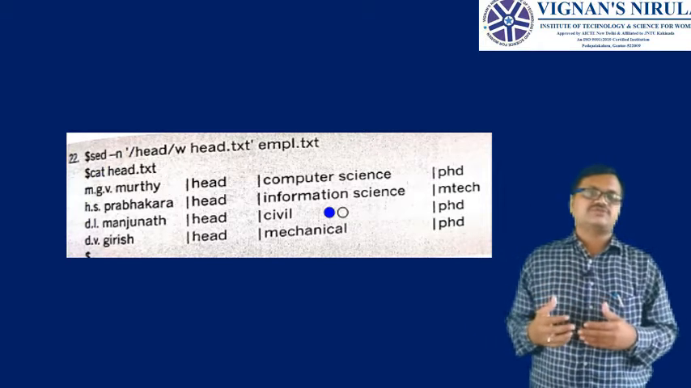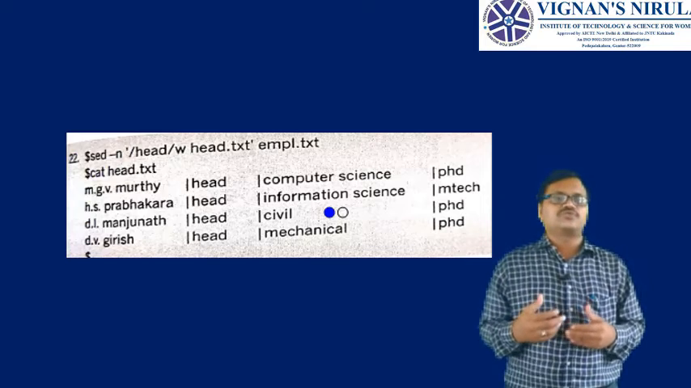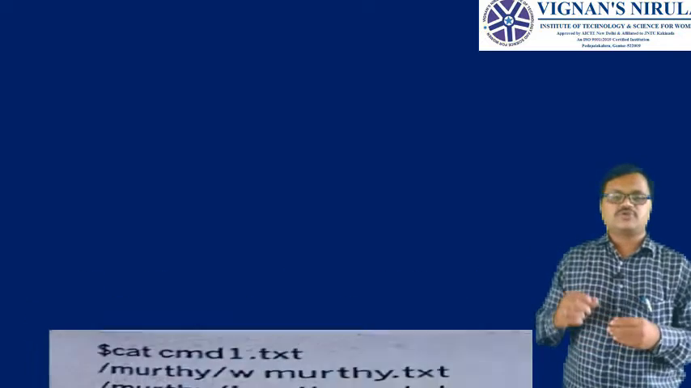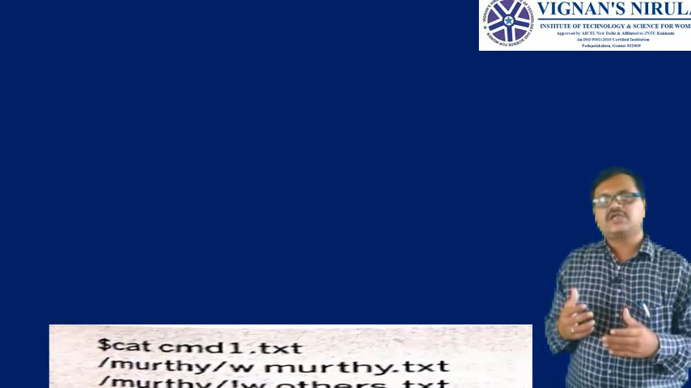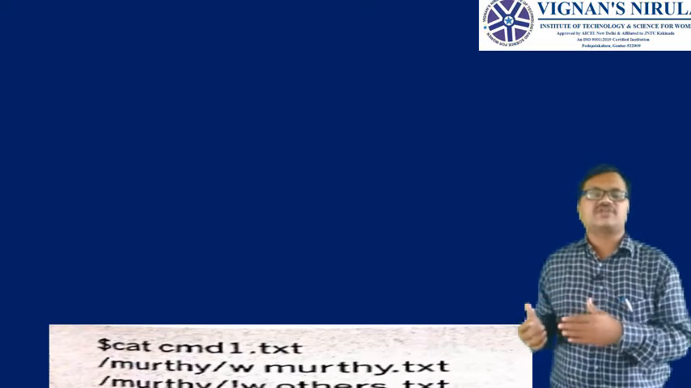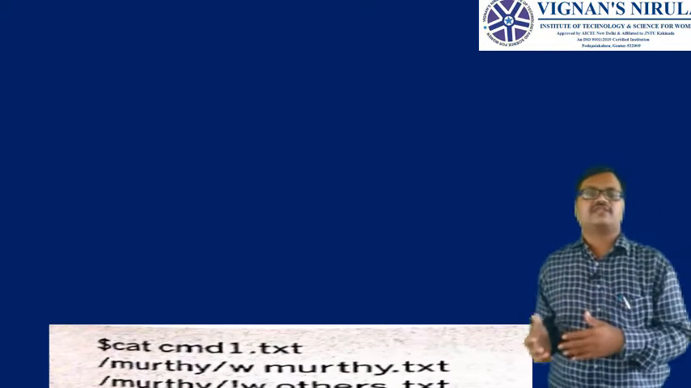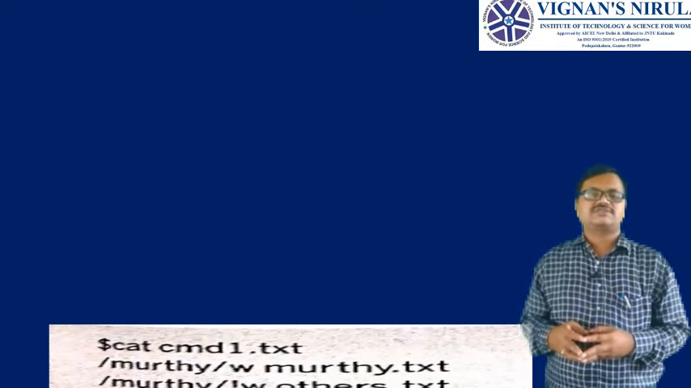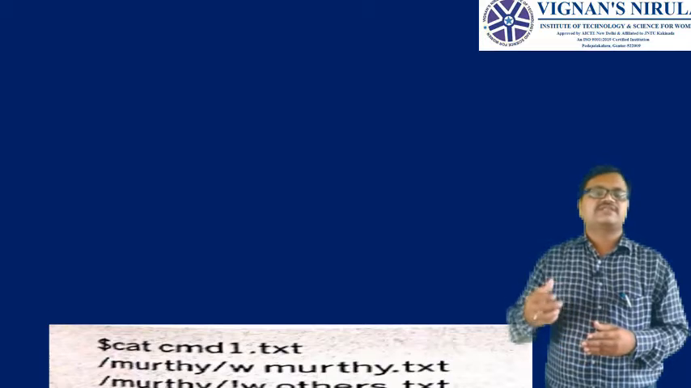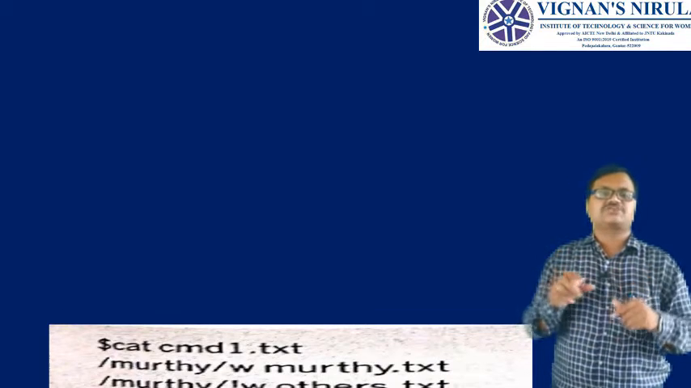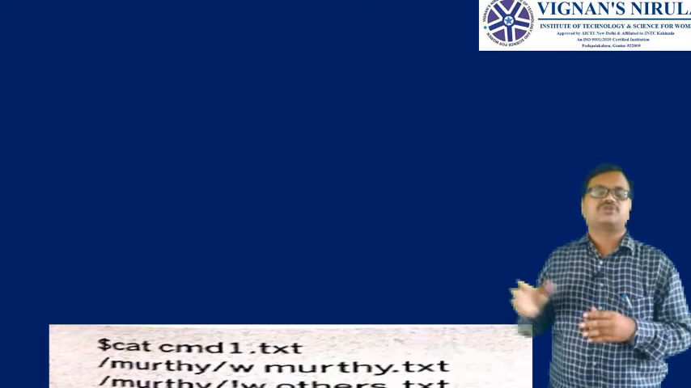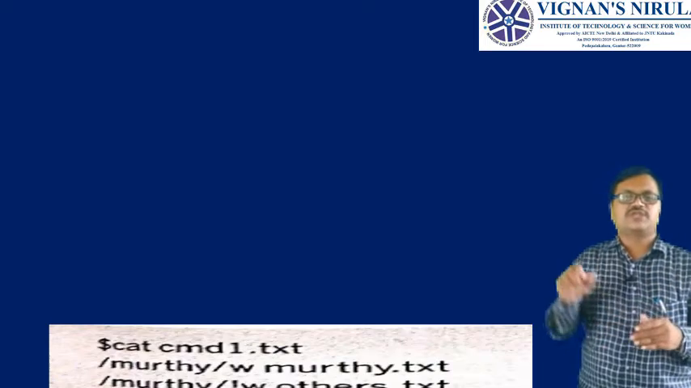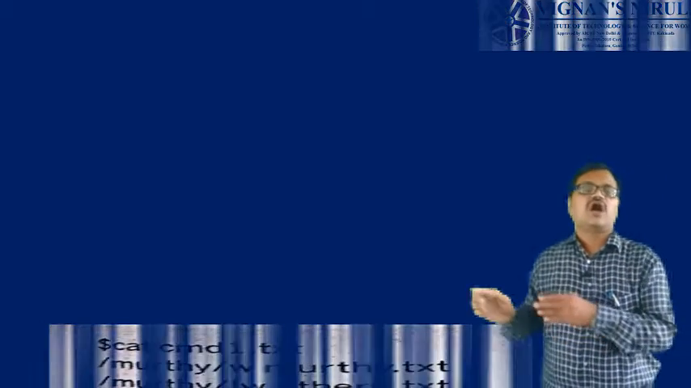Another example: suppose you want to write the lines with Murthy. There are 2 names with Murthy in the file empl.txt. Suppose you want to put the Murthy lines into one file and non-Murthy lines into another file, others.txt. How can you do that? Just open a file called cmd1.txt, and inside the file write, within the slashes, Murthy w space Murthy.txt, and in the next line, within the slashes, Murthy exclamation mark w space others.txt.